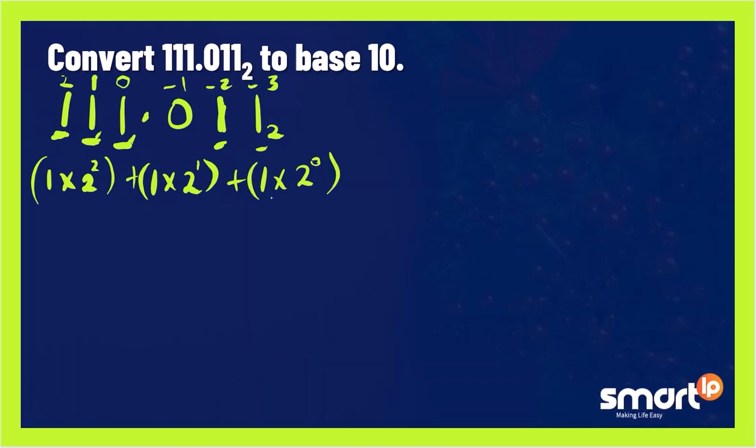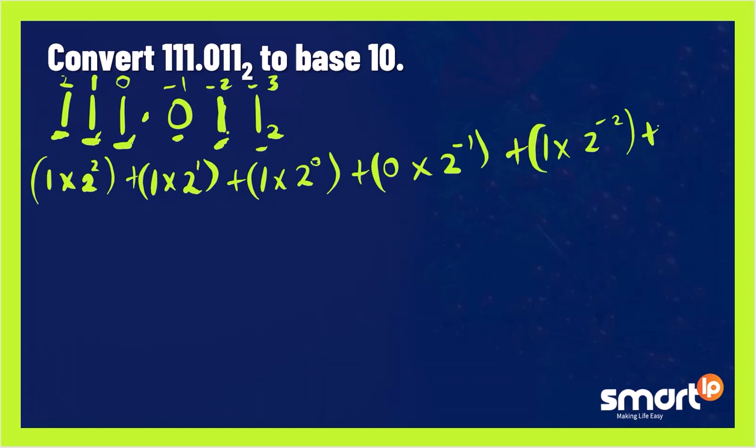Okay, then plus the next digit, which is this 0. We take the 0, multiply by 2, which is the base, raised to its power, which is -1, put that in bracket, then plus the next digit, which is this 1. So we have 1 times 2 raised to the power -2, and the next one is this last one, 1 times 2 raised to the power -3. Let's put that in bracket.